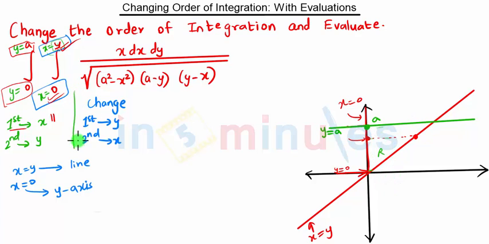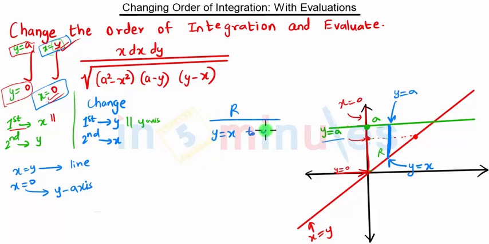Since we have changed the order of integration, now we will consider a strip parallel to the y-axis. Let's say this is our strip parallel to the y-axis. Now the lower end of the strip is on the line y equal to x and the upper end is on the line y equal to a. So these are the lower and upper limits of region R for y. So y is going from x to y equal to a.